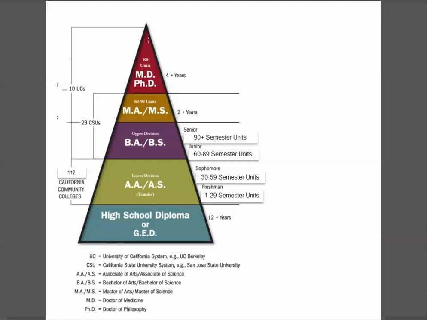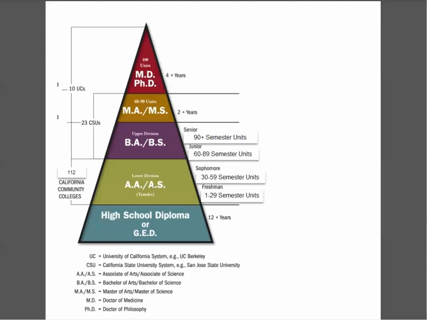Hello class. Today's lesson is going to be about the educational pyramid, which is this figure right here that I'm putting my cursor around. What I want to explain in terms of this pyramid is when you look at the base here, right? Everyone usually starts with high school diploma or GED. That's kind of the base of our educational system in the United States.